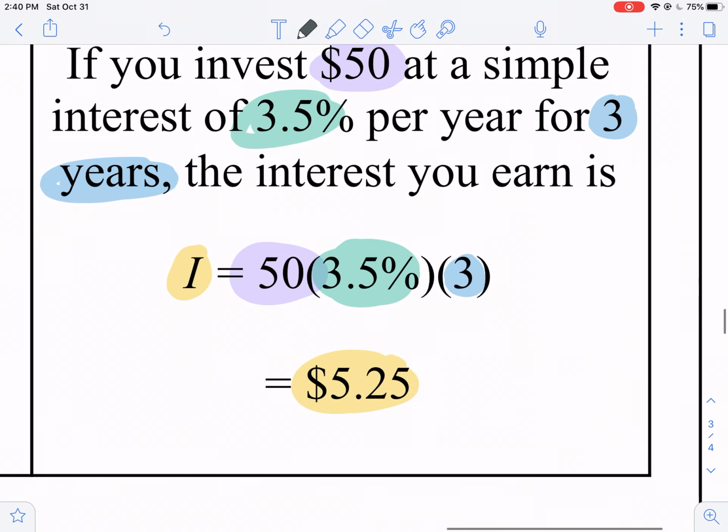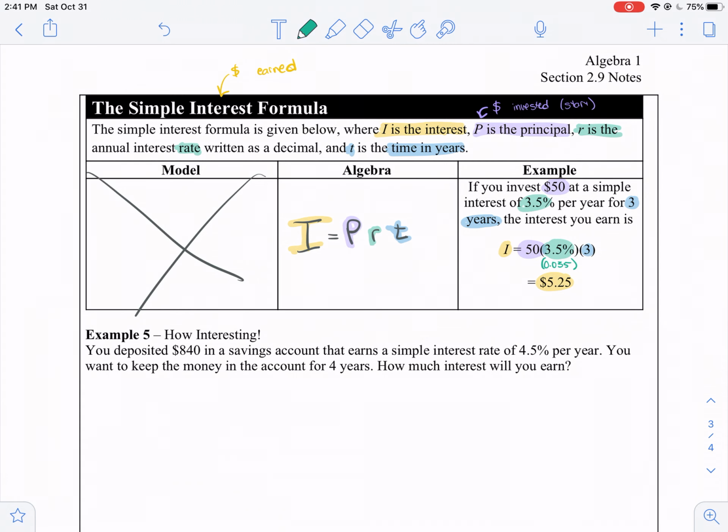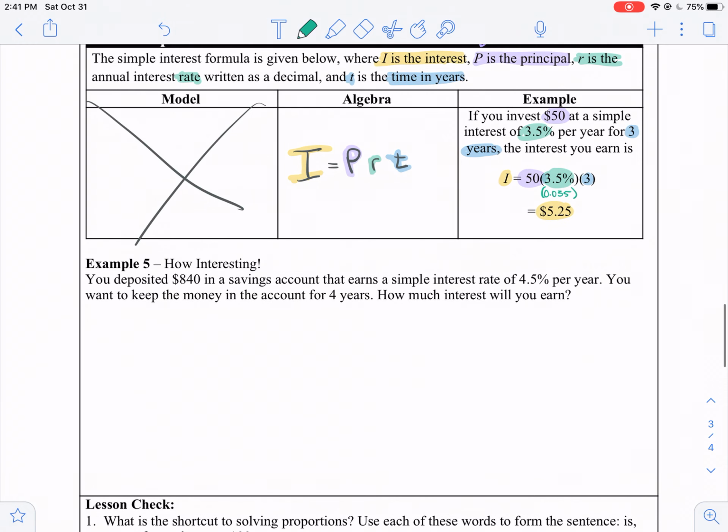But check it out. In order for this to work out, we need to express our percent as a decimal. So that needs to be the same thing as 0.035 when you plug it in your calculator. So let's do this. Let's say that instead of $50, you invest $840 in an account that earns a simple interest rate of 4.5% per year. You want to keep the money in an account for 4 years. How much interest will you earn?